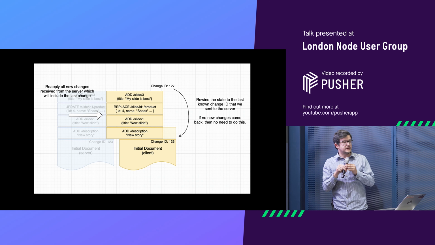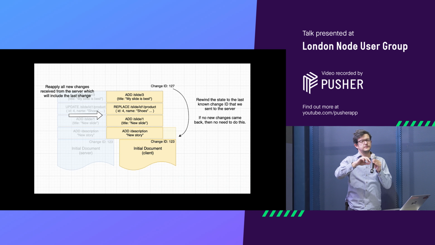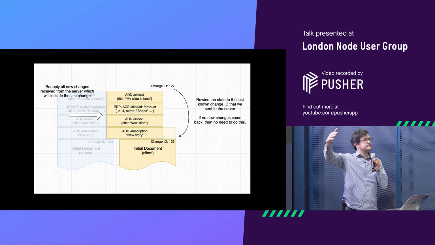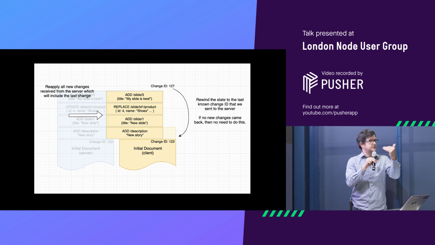Another cool thing is that if you want to create snapshots of your document over time, if you want to give users the ability to say, oh, I'm going to save this, but keep on working, it's as simple as a pointer to the change ID. That's your document at that point in time.